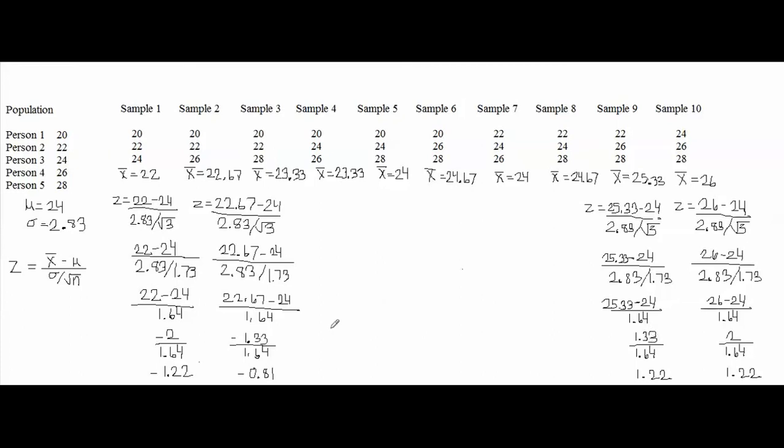Before we had negative 1.33 over 1.64. Here we have positive 1.33 over 1.64. So when we divide, we'll just get the positive version of this answer. It'll just be positive 0.81. So if I divided these two numbers on my calculator, I would get 0.81.